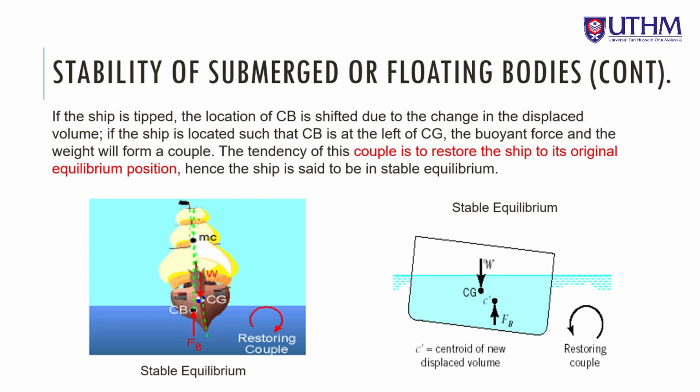So, bila ship ini dilanggar ataupun ditolak, dia akan produce restoring couple. Restoring couple ni bertujuan untuk restore kedudukan ship tu yang asal, kedudukan kapal tu yang asal. So, dia adalah stable equilibrium.